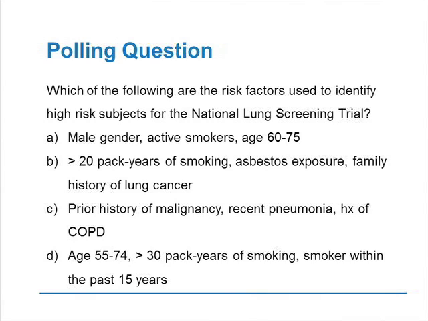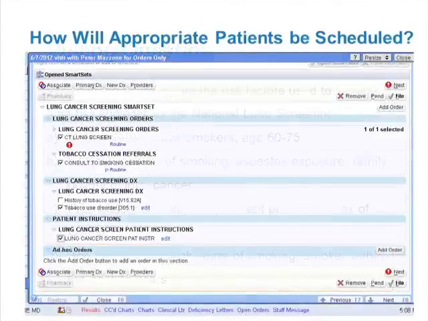And choice D, age 55 to 74 with more than 30 pack years of smoking, and you've smoked within the past 15 years. All of these are risk factors, but which were used to identify the high-risk cohort for the NLST? As we've talked about in these last few slides, the best answer here is answer D.